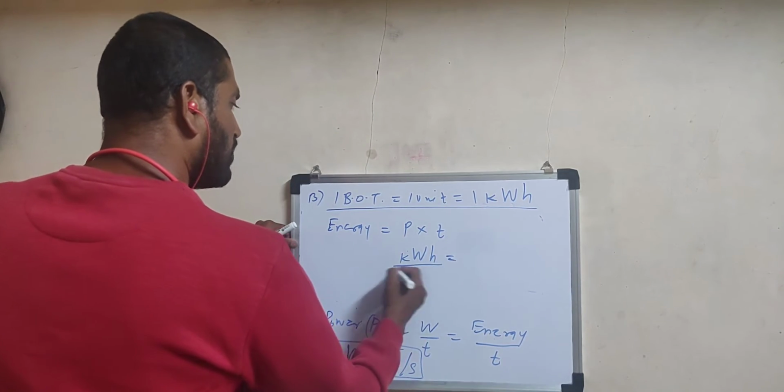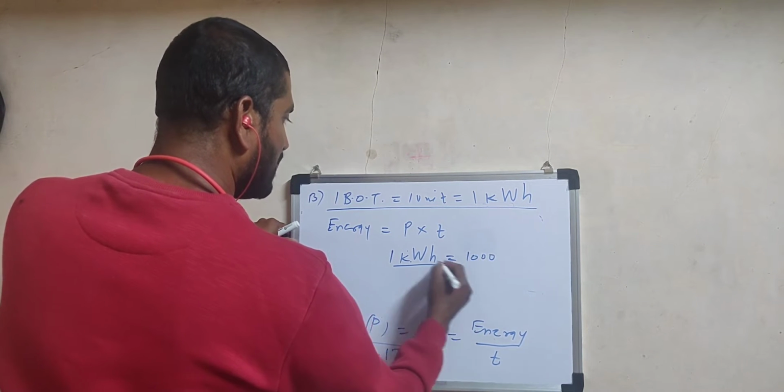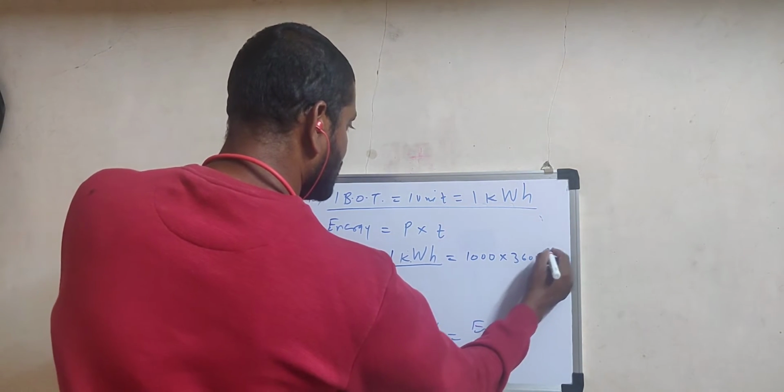Now 1 kilowatt hour is equal to how many joule? So how to make conversions here? Kilowatt into watt, 1000 watt. And hour into second, 3600. This is watt second.